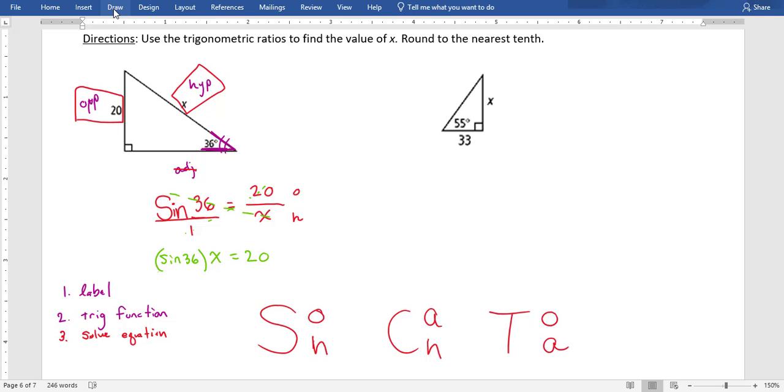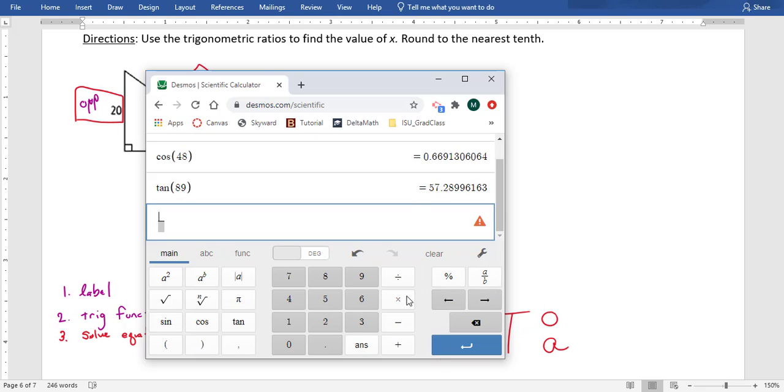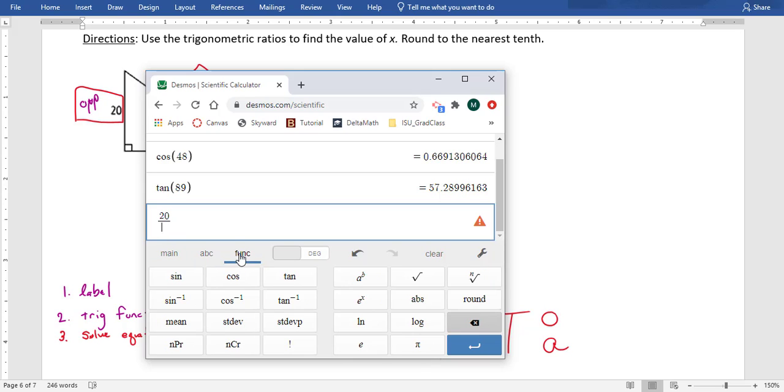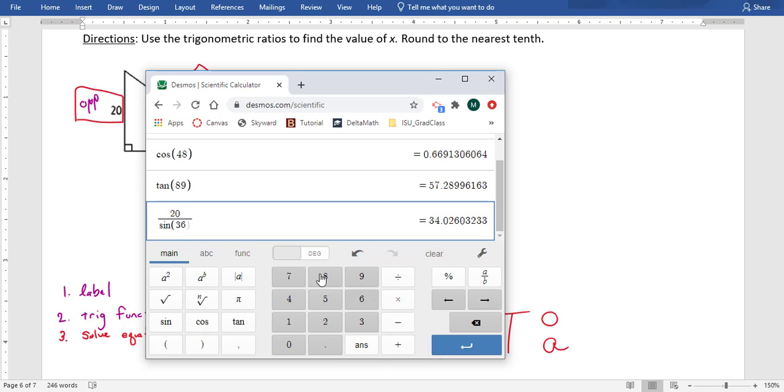To get x by itself, you need to divide both sides by sine of 36. Those cancel, you're left with just x. Divide this side by sine of 36. And now that's a calculator problem. So I'm going to go to my calculator and I'm going to say, let's see, fraction 20. Go to the bottom of the fraction. Let me go to function, sine of, back to main, 36. So notice 20 divided by sine of 36. I get 34.02. It's said to round to the nearest tenth, so 34.0.